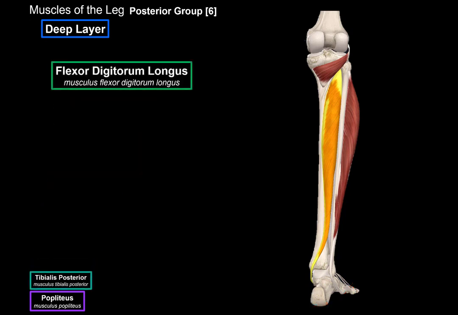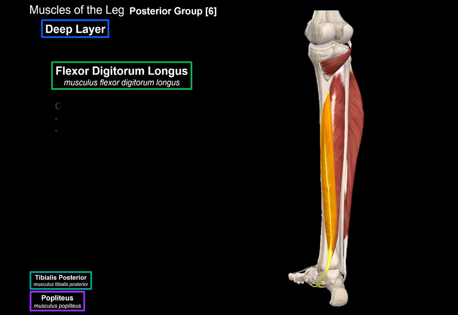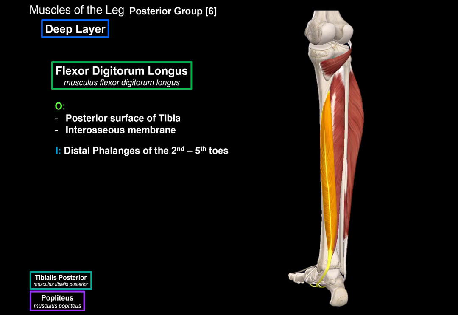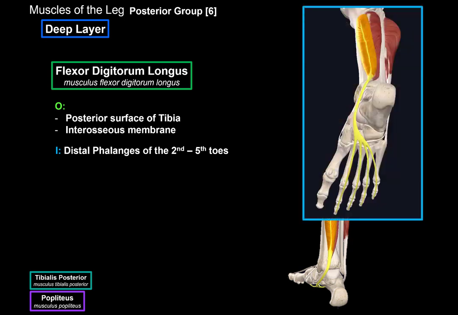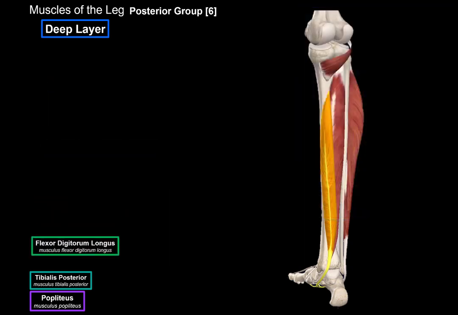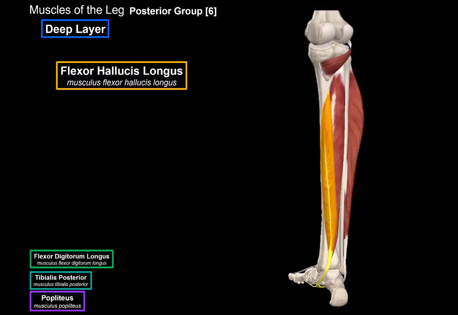Then there's the flexor digitorum longus, which is this one. This muscle originates from the posterior surface of the tibia and the interosseous membrane, and then is going to insert at the distal phalanges of the 2nd to the 5th toes, as you see here on the plantar surface. It's just going to flex the foot and flex the toes. So that's this one. Then there's the flexor hallucis longus.